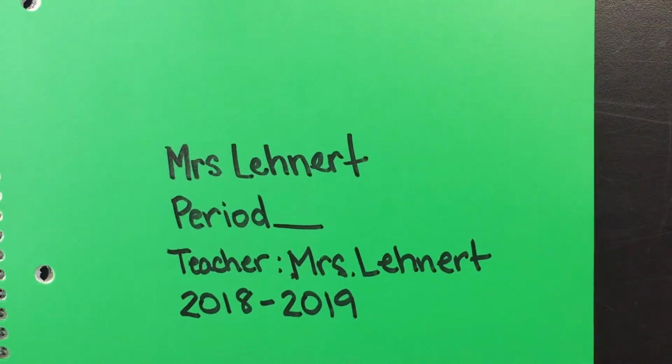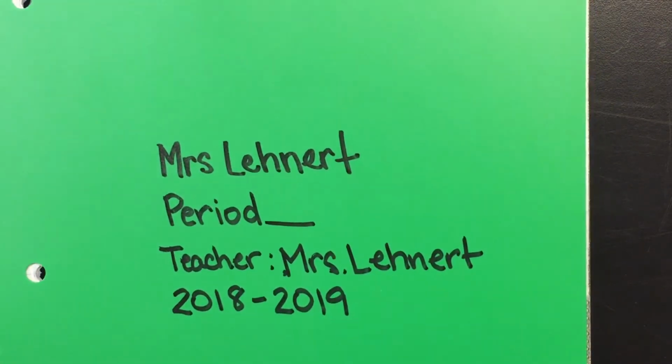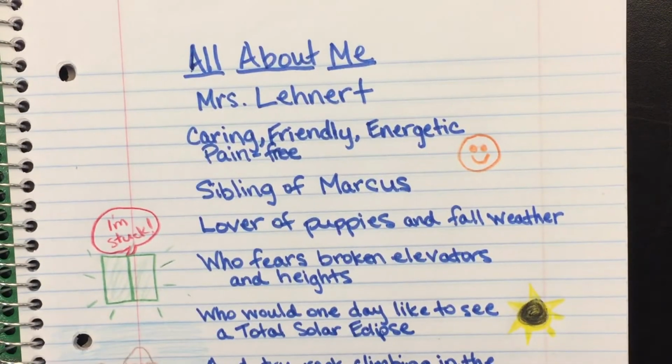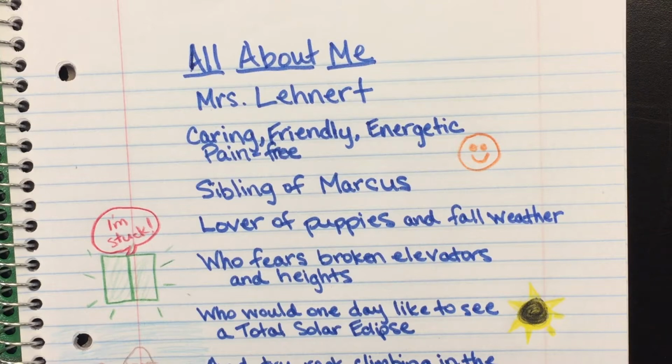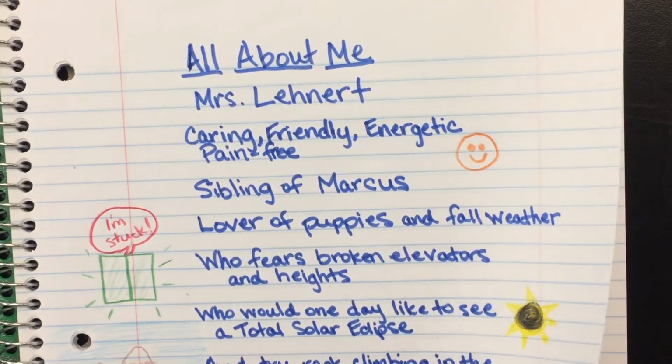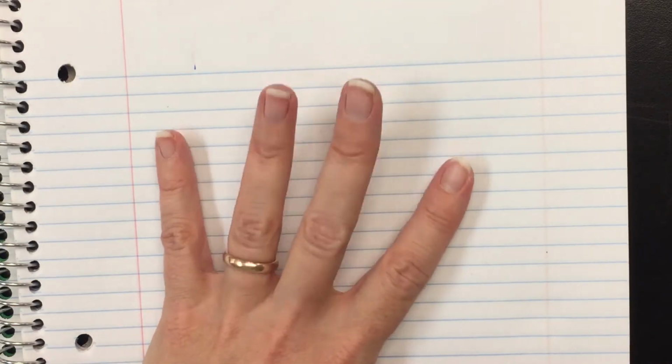All right. The next thing we're going to do is set up our table of contents. You should already have your All About Me page done. Okay. That is going to be the first page in your notebook. Turn to the next page in your notebook. And we're always going to start on the right-hand page. So this page is going to be what we call your table of contents. Use a pencil or a pen to do this.